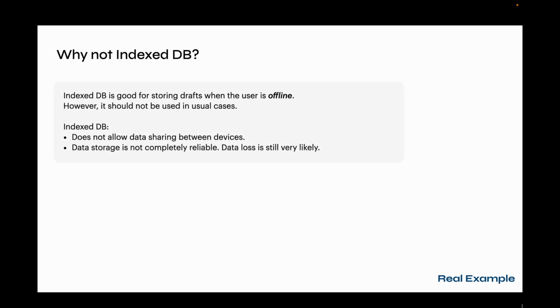We will use IndexedDB as an additional storage when the user is offline. However, we will use a remote database as our primary storage. Why? Because IndexedDB does not fulfill two criteria that might be important for drafts. IndexedDB does not allow data sharing between devices, and IndexedDB is not completely reliable. Data loss is still very likely. Therefore, we will use a remote database as our primary storage.